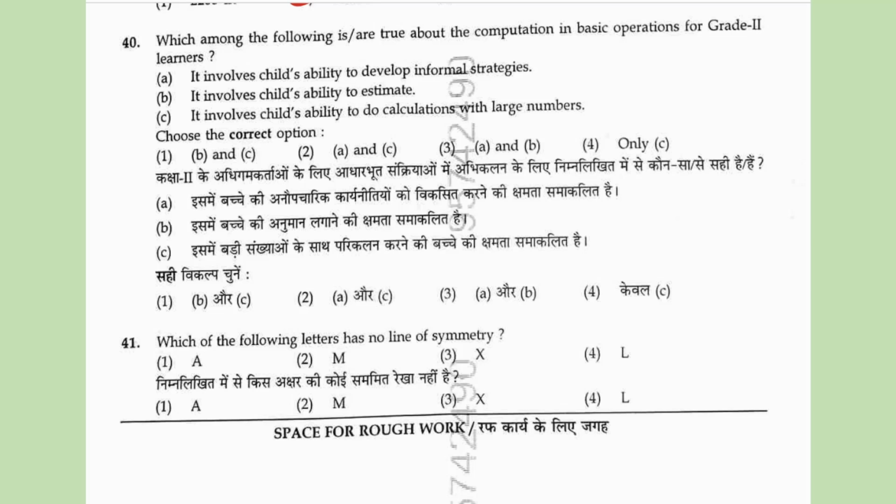Which among the following is true about the computation in basic operations for grade 2? It involves the child's ability to develop informal strategies. Yes. It involves the ability to estimate, to do calculations at large numbers. Anything which has C, you will first cancel that out. That just leaves you with options A and B. Large calculations you will not be doing for grade 2 children.